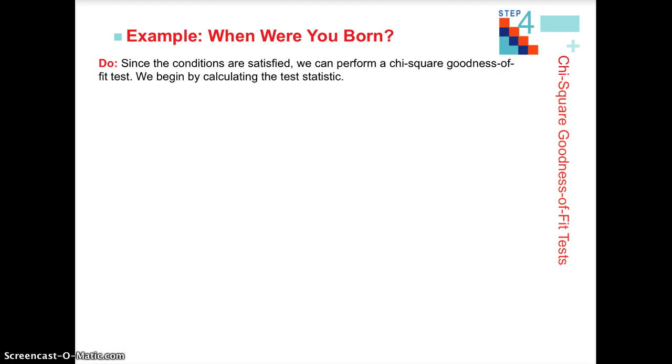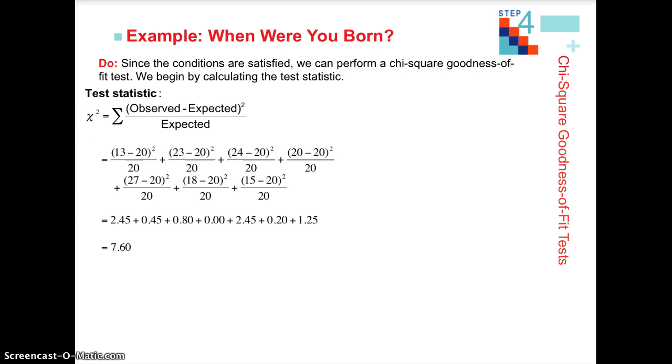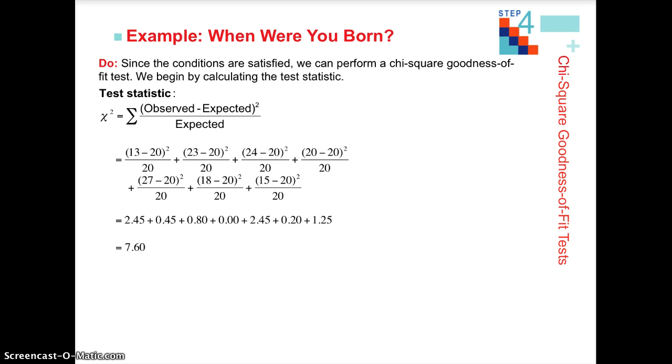Okay, the next part is the do, and this is where we expand the chi-square calculation, the summation symbol, and basically plug everything in and calculate the contributions to the chi-square test statistic by each of the different days of the week, the differences squared. So we don't know whether it's over or under unless we actually look at the raw data compared to the expected values, and we come up with a chi-square when we add them all together of 7.60.